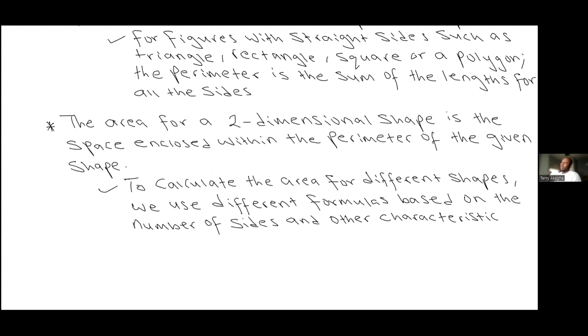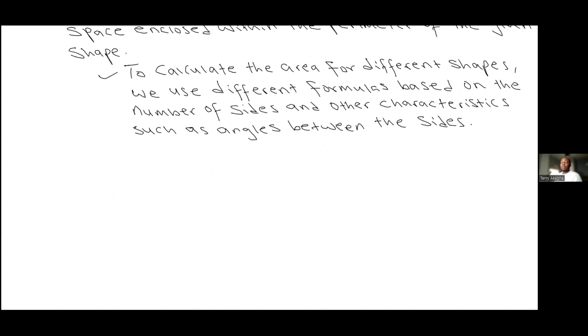For instance, some characteristics such as the angles between the sides. Sometimes between the sides we have a right angle, or we have an acute angle, and so many other things, maybe in a triangle. All those factors you need to take into consideration in determining the shape. In this video, we're going to talk about the area and perimeters for some shapes.